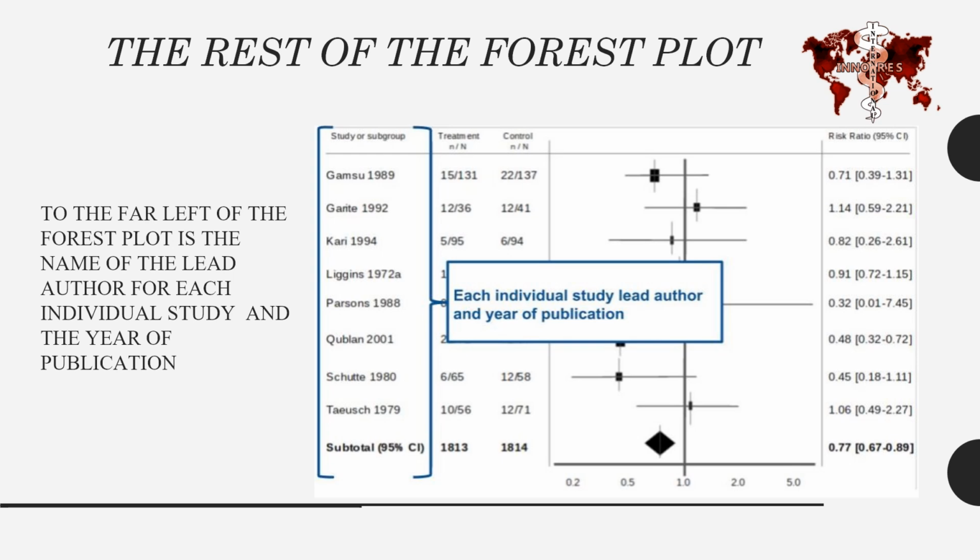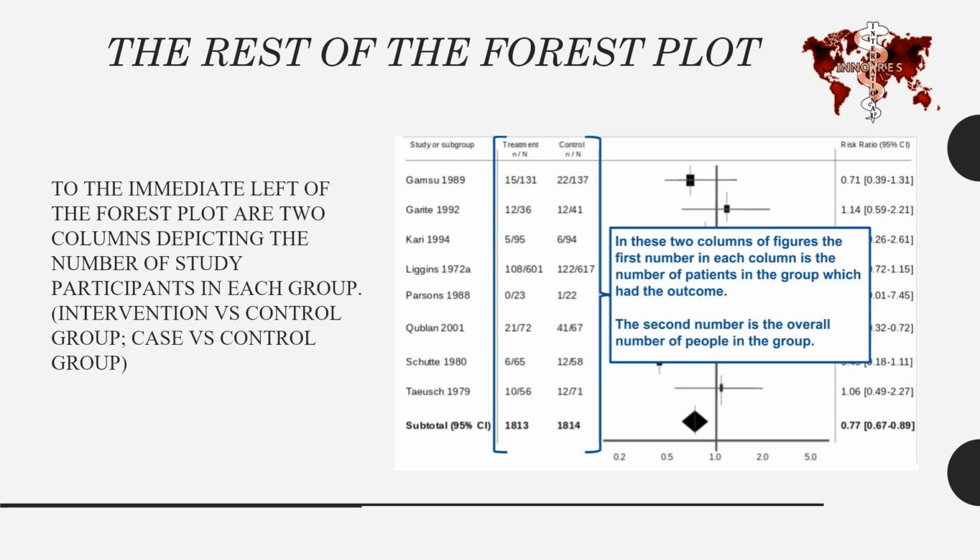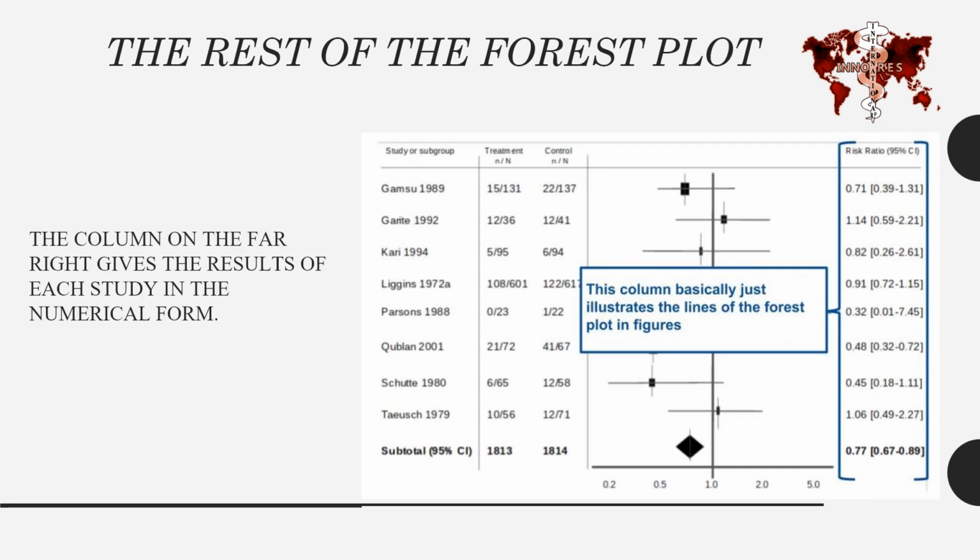Coming to the rest of the forest plot, to the far left of the forest plot is the name of the lead author for each individual study and the year of publication. To the immediate left of the forest plot are two columns depicting the number of study participants in each group. For example, this could be an intervention versus control group, or it could be a case versus control group. The column on the far right gives the results of each study in numerical form.